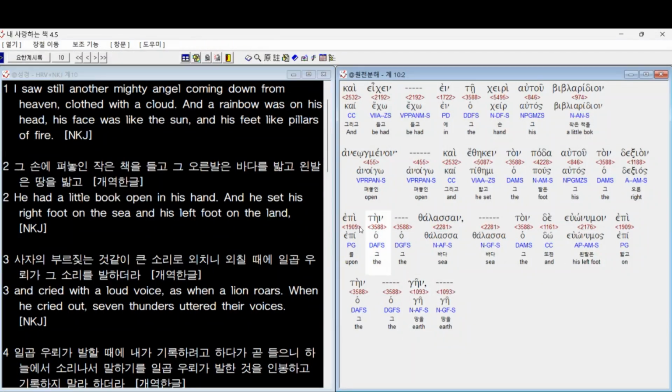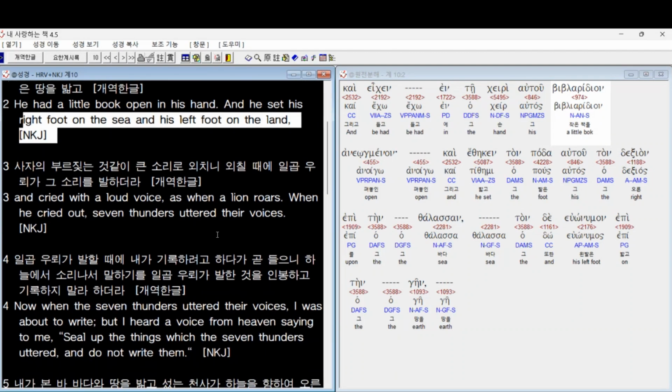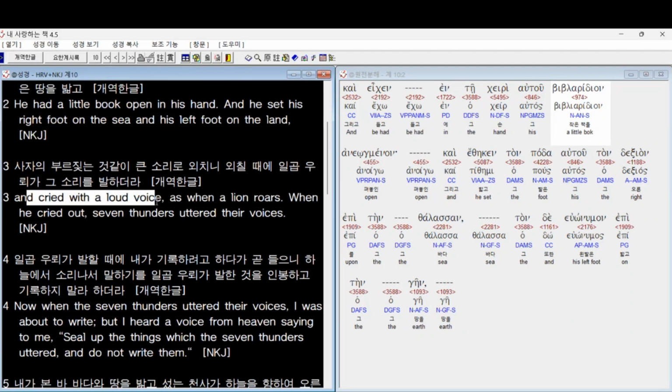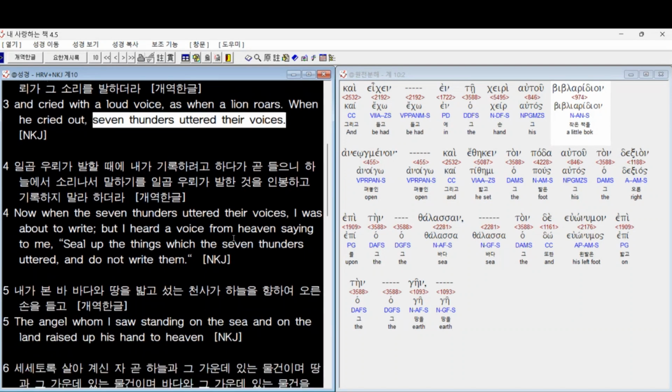And he has a little book. The little book is the neuter book. If you look at the right side, Biblia Radion, neuter book, which is a mediator book. He set his right foot on the sea, his left foot on the earth. He cried with a loud voice as when a lion roars. The roaring lion is Satan, the serpent. And then Christos Jesus is the lion, who comes from the tribe of Judah, when we go to Genesis chapter 49, right? When he cried out, seven thunders uttered their voices.